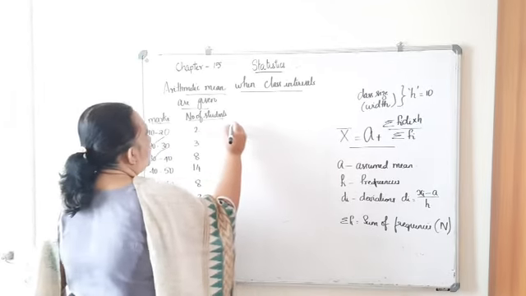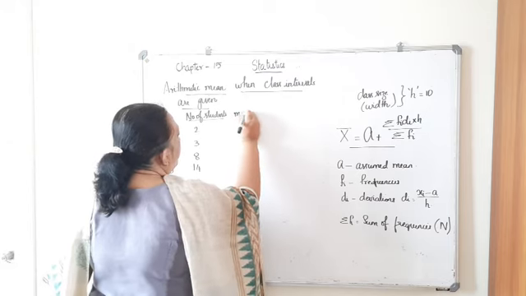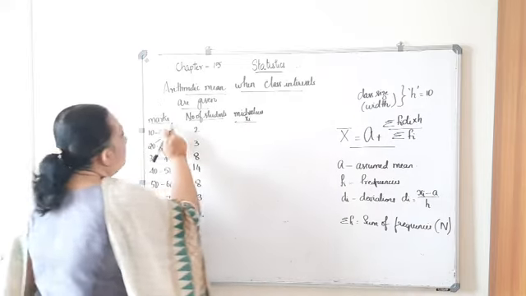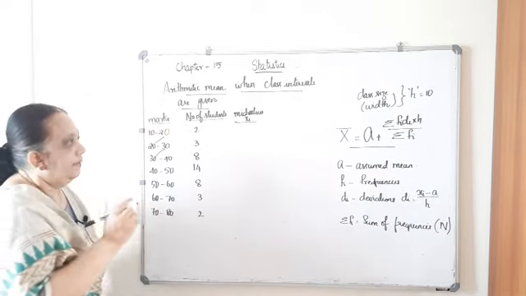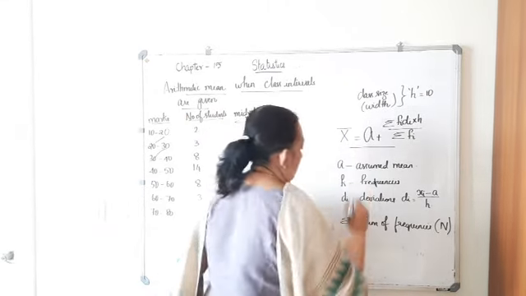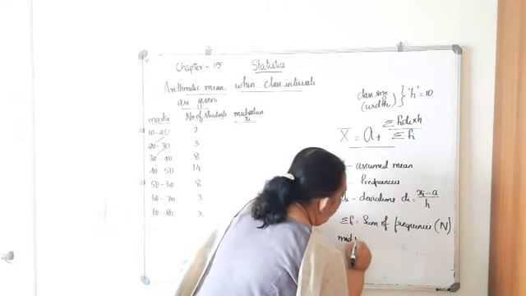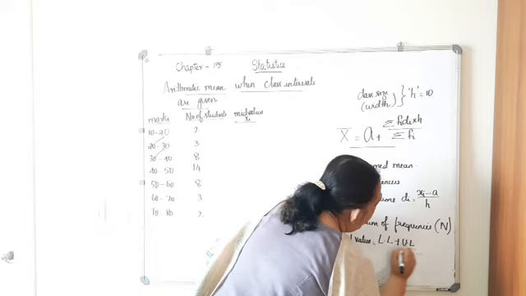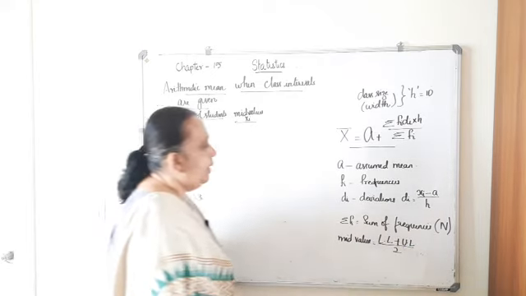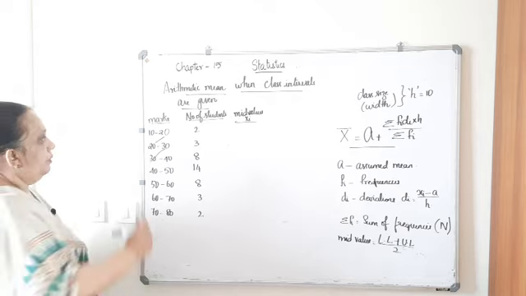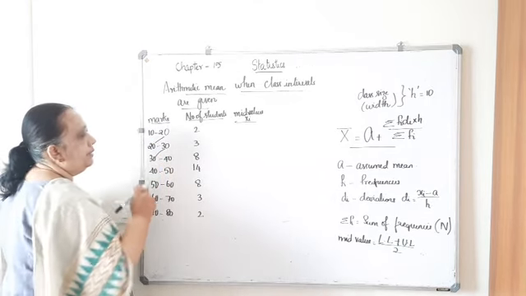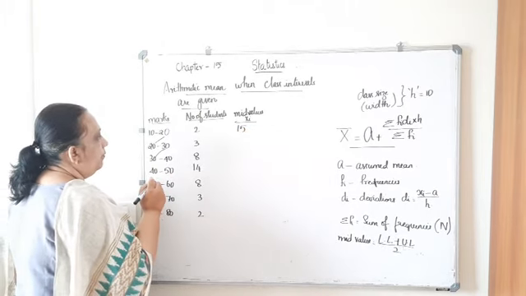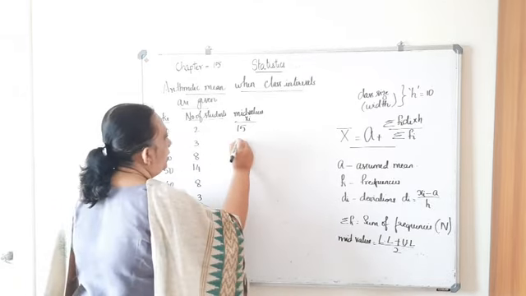Now, how do you get a, the assumed mean? For that you find the mid values of x, the mid values of the marks. How do you get the mid value? Mid value is equal to lower limit plus upper limit divided by 2. That is 10 plus 20, 30, 30 by 2 is equal to 15. 20 plus 30, 50, 50 by 2, 25.